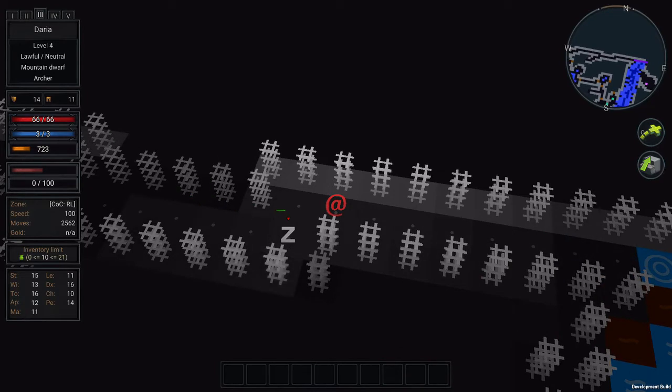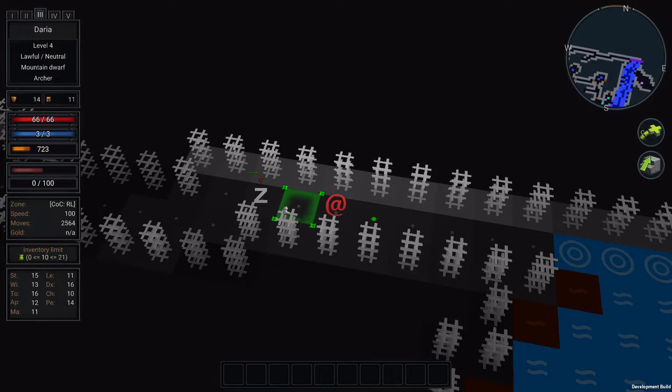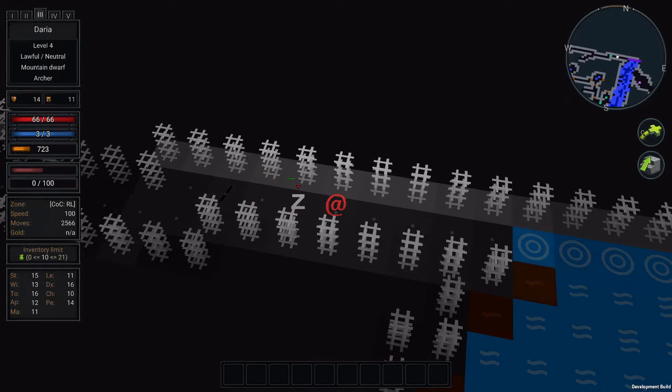Speaking of the devil, there we are. Let's keep shooting at it. At least we do some damage with the crossbow.